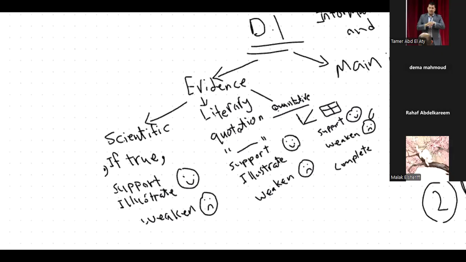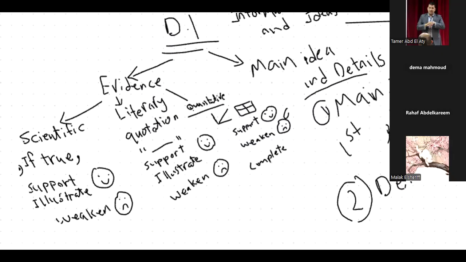The last sub-skill is quantitative. How do I know it? You're going to find a graph or a table. Here again, he's going to ask you to support or weaken. The same thing, but no illustrate. The new thing is that he's going to ask you to complete. When he asks you to complete, look at the last sentence. Then look before it, or at the whole text, if there is a missing part that you don't understand.